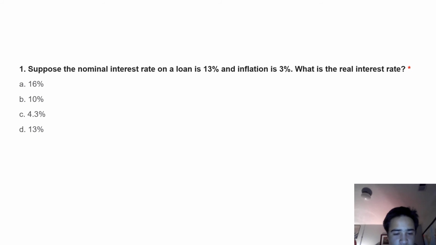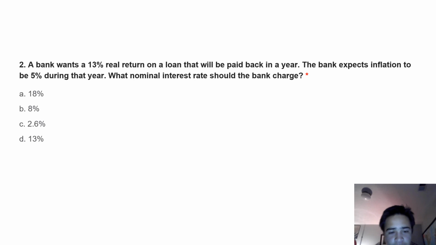Okay, so let's see what the answer was. The answer was B. If you got B, you are correct. It is 13% minus 3% is equal to 10%. You just have to plug and chug the values into the formula. If you didn't get that one right, let's try another example.